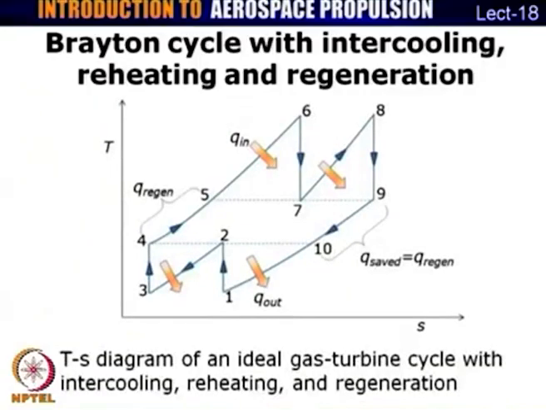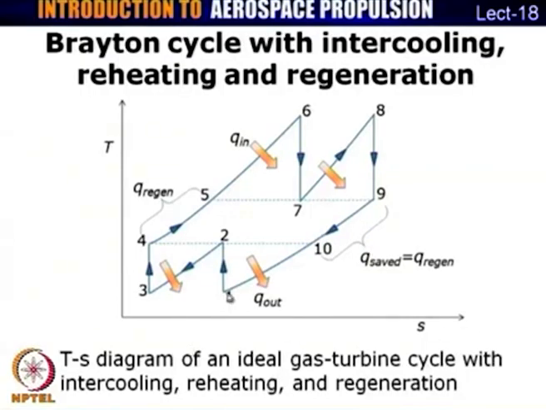So, let us look at one example of an ideal gas turbine cycle with intercooling, reheating and regeneration. What we have shown here is a two-stage compression process and a two-stage expansion process.